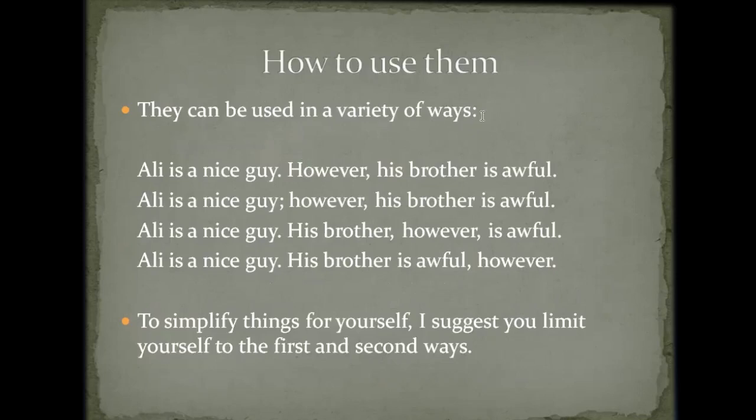Number two, how to use them. Conjunctive adverbs can be used in a variety of ways. Look at this example. We have however here, which is a conjunctive adverb. Ali is a nice guy. However, his brother is awful. So you could use a full stop and then the conjunctive adverb starting with a capital letter and then a comma, and then you continue with the next sentence. You could also use a semicolon. Ali is a nice guy; however, his brother is awful. You have a semicolon, the conjunctive adverb, and then a comma, and then you continue. You could use it after the subject.